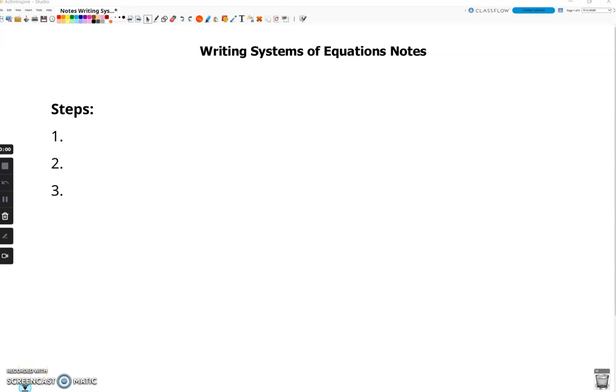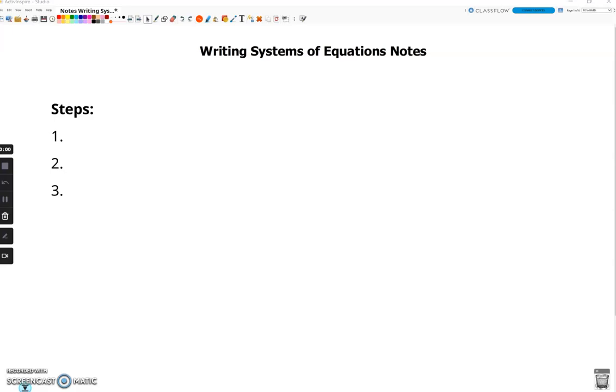Okay, today we are writing systems of equations, and you are going to make sure that you write down all of the steps that I'm about to show you. I'm going to work through the first two examples, and then you are on your own to do the rest. You are going to finish problems 3 through 5 and then turn them into the tray, so that way you get your points for the day.